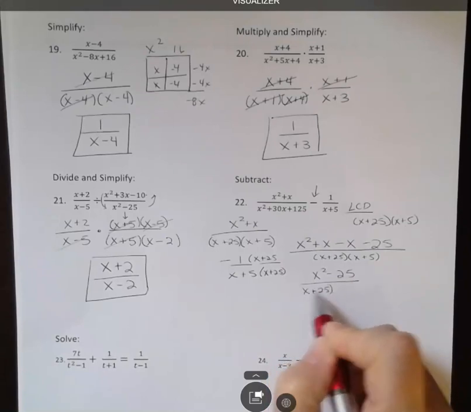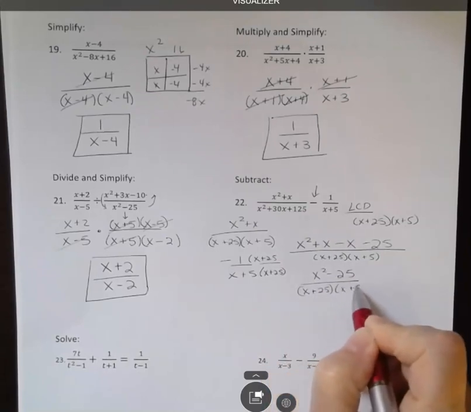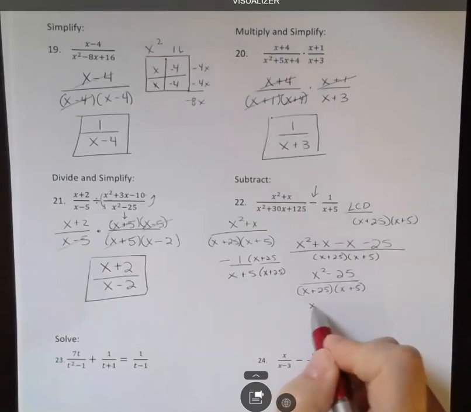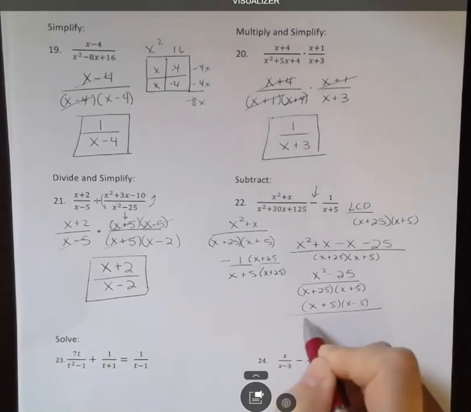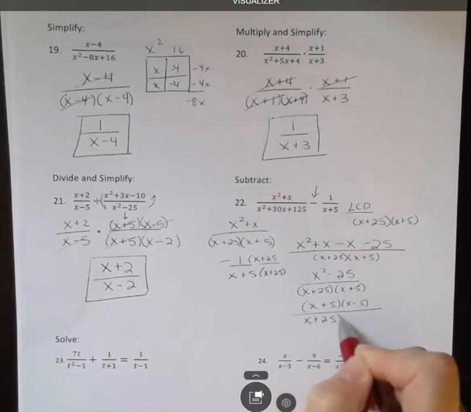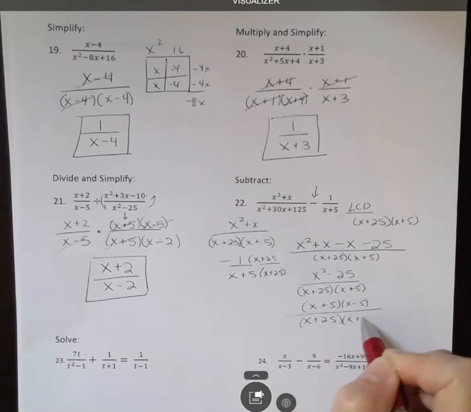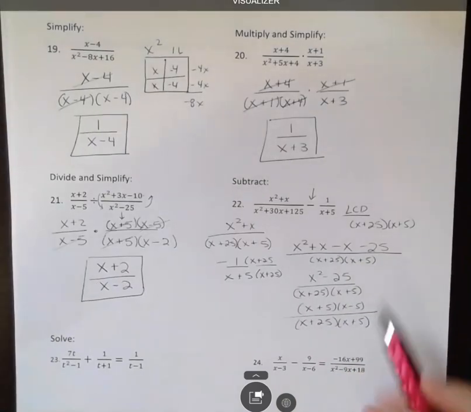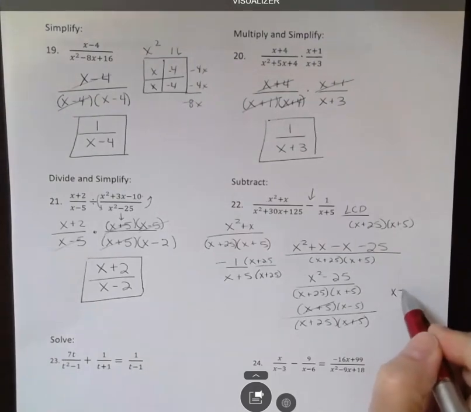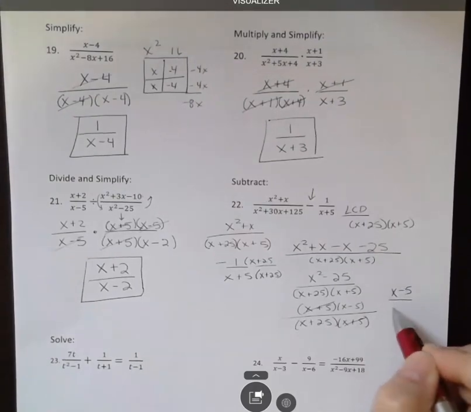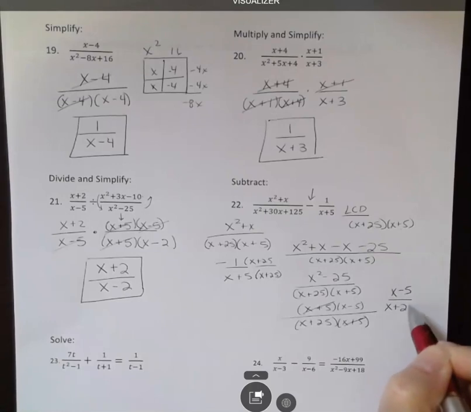And so I'm going to go ahead and factor that further to simplify. So x plus 5 and x minus 5. And I still have x plus 25 over x plus 5. And finally, I can cancel the x plus 5s, and I'm left with x minus 5 over x plus 25. And I can't go any further there.